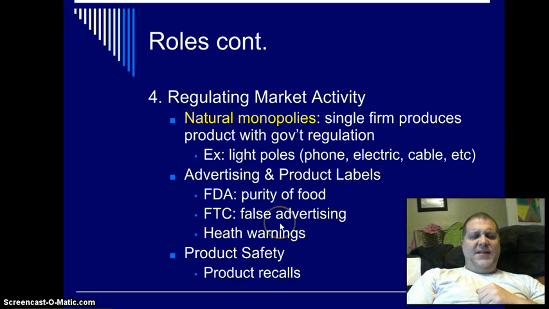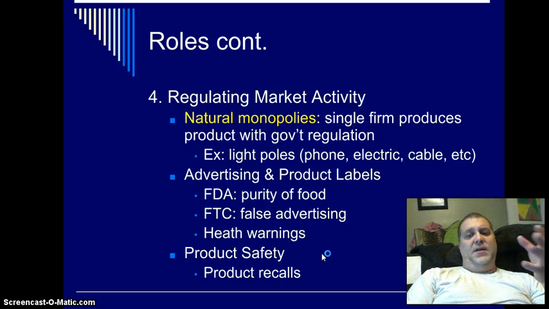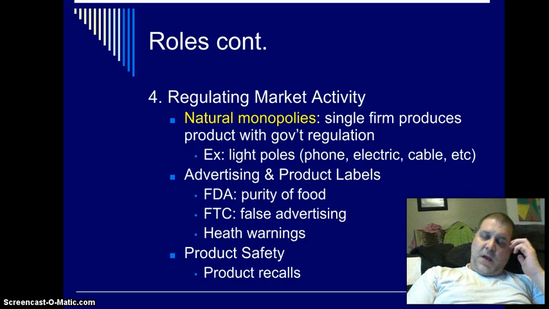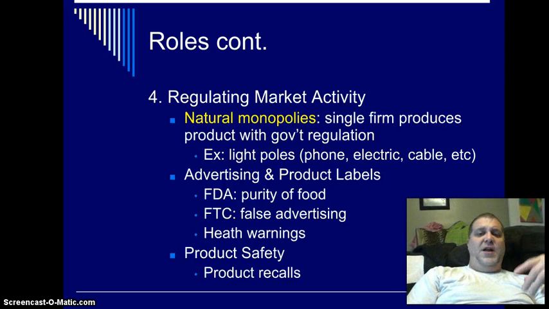FTC, false advertising. You're seeing this a lot with organic foods right now. Organic foods are not subject to the same labels that other food is, so there might be a mislabel on whether or not that food is actually organic. You also have health warnings, such as peanut warnings: this food may contain peanuts, in case you have a peanut allergy and may not want to consume it. Product safety: in case something is not right, you want to recall the product to make sure it's correct.